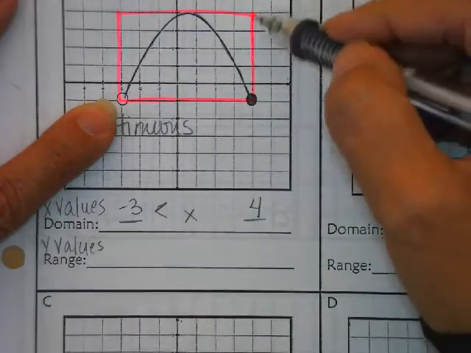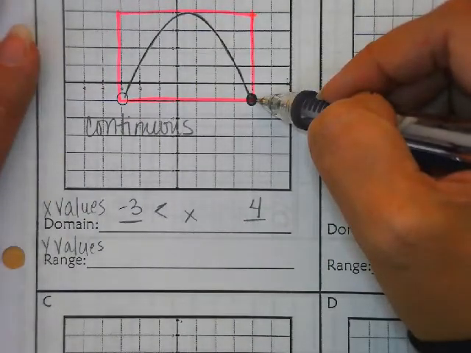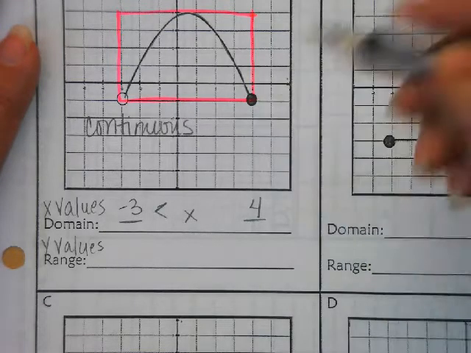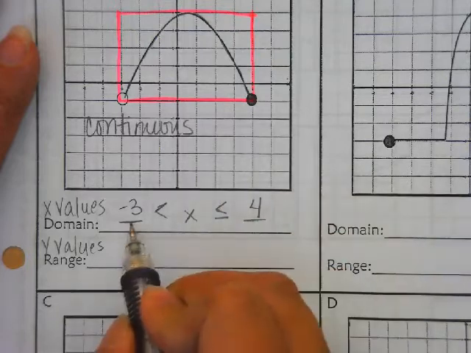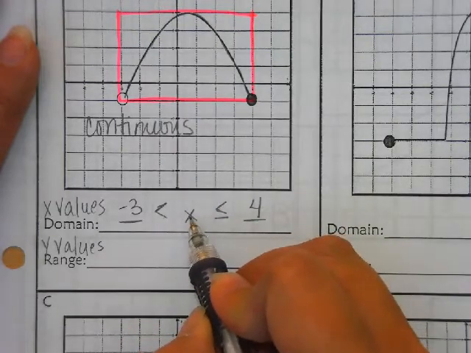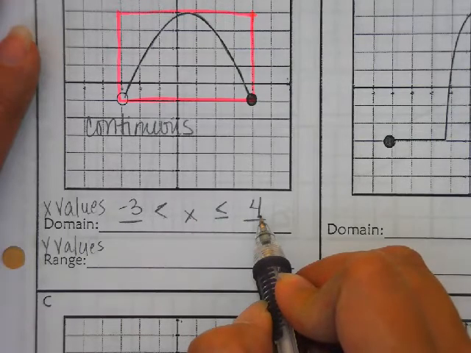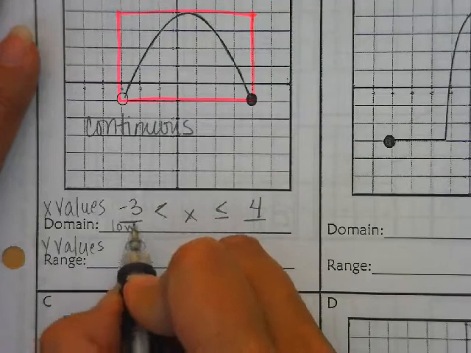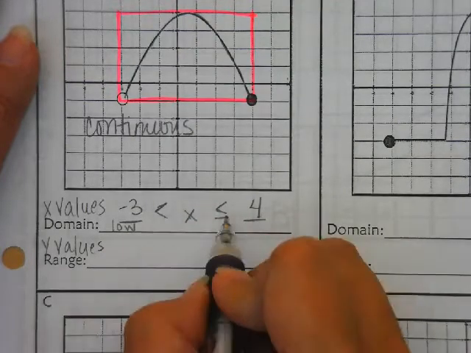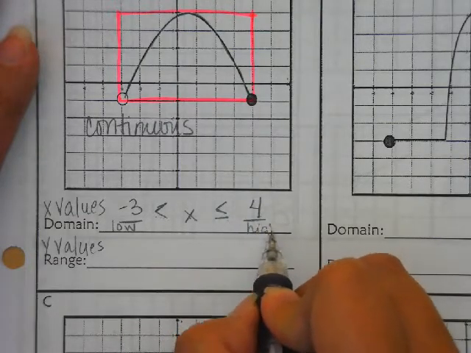What about your 4? What kind of circle is that? Closed. So is that or equal to or not? It is, and it is our highest, so let's see how we read this. This says negative 3 is less than all of the x's, and x is less than or equal to 4. Okay, so the pattern is this. Low. These are always going to be less than. It just depends on if it's less than or equal to or not. And this is always your high.